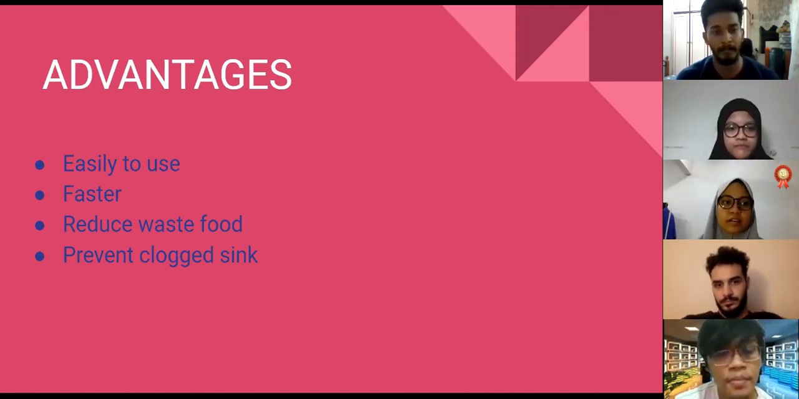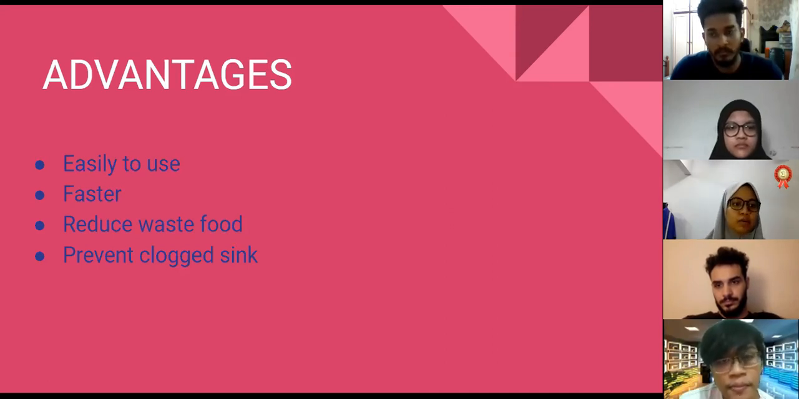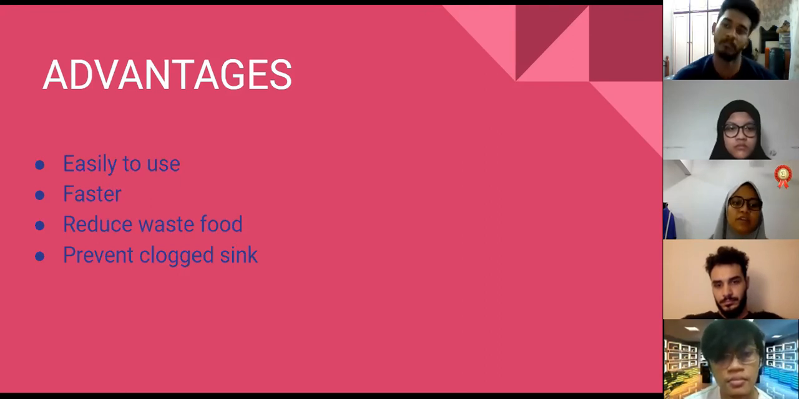This basket gyroscope has its advantages and disadvantages. Firstly, I will explain the advantages. The first one is that it is easy to use, because we only need one kitchen tool to wash and remove the water. The second one is that it is faster. The third one is that it reduces food waste, because the small bowl has tiny holes that only remove the water, not the food, and it will prevent a clogged sink.